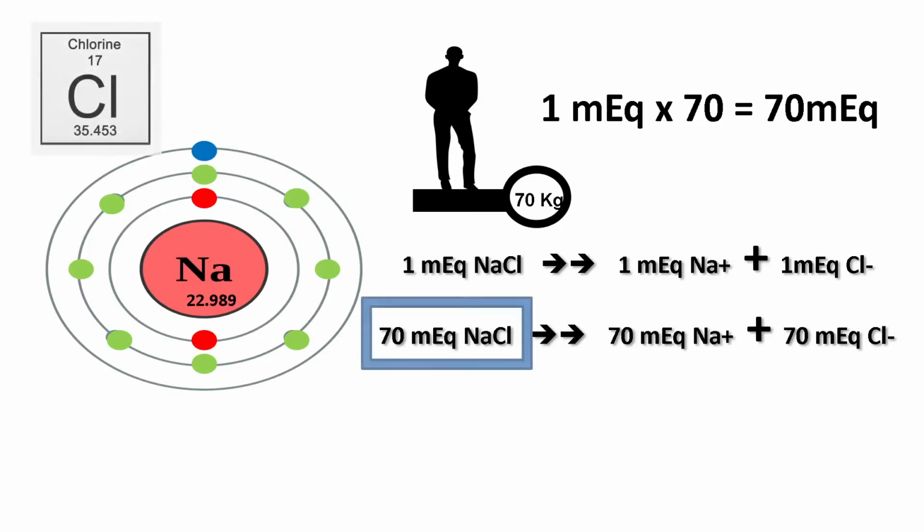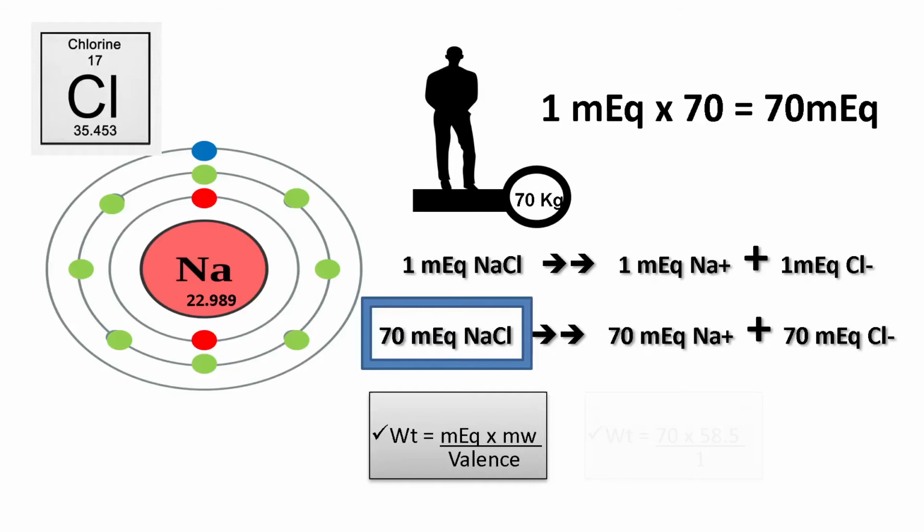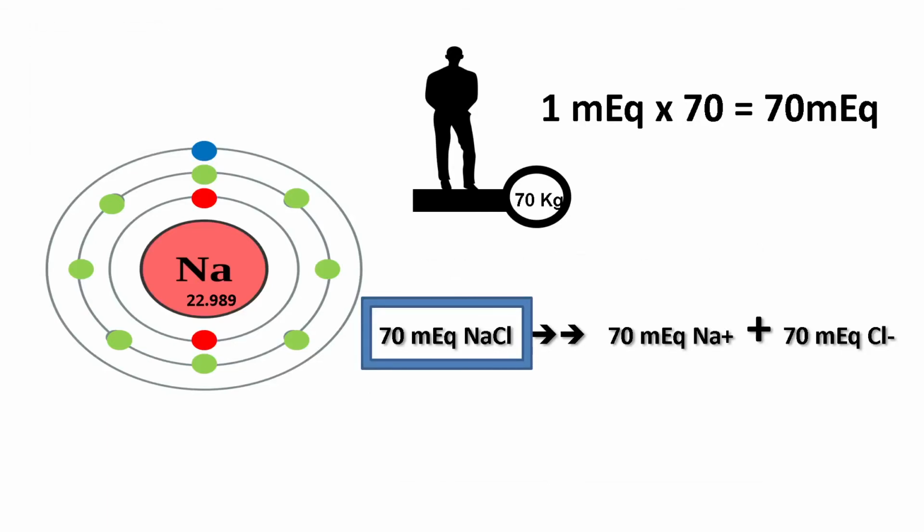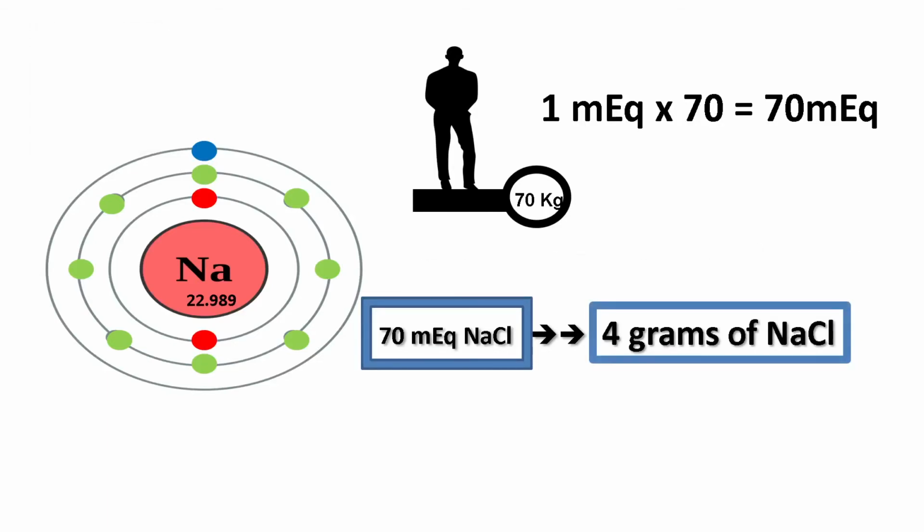We know the atomic weight of chlorine is 35.453, and of sodium is 22.989. So we use the weight formula now. Replace those values. The weight will be 70 multiplied by 58.5, which is the molecular weight of sodium chloride. We get a value of 4000 milligrams. So that is the reason 4 grams of salt will give us sodium of value 1 milliequivalent per kg per day. This applies to a man weighing around 70 kg.